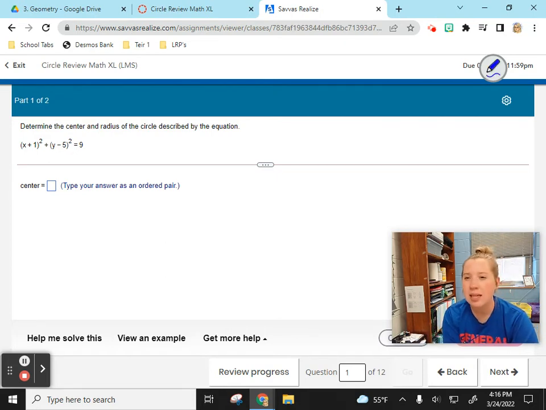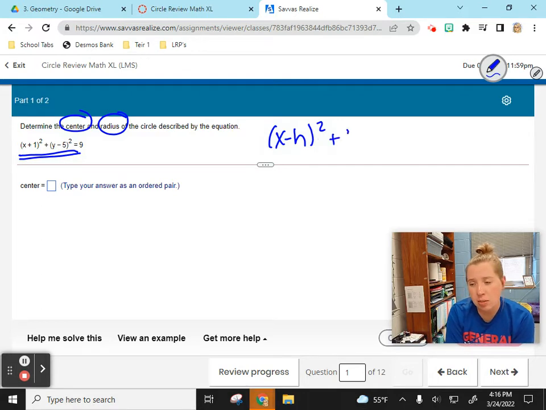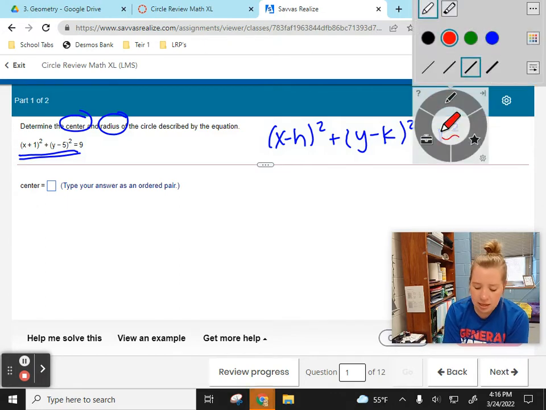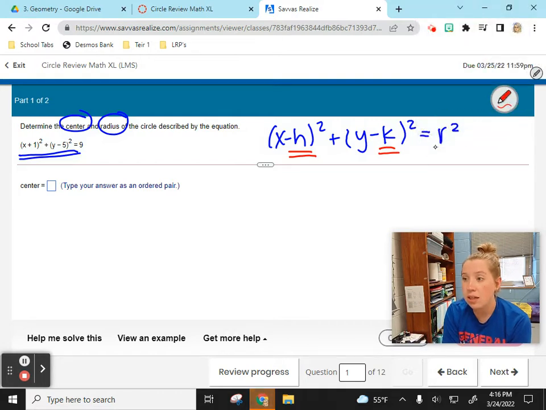So the first question is asking me to find the center and the radius of my circle defined by this equation right here. We might have to reference our notes to remember this formula, but the equation of a circle is (x minus h) squared plus (y minus k) squared equals r squared. So we've got three variables in our equation that are the center and the radius. I'm looking for what numbers are in those spots, and I see a 1, I see a 5, and I see a 9. So those are the three numbers I'm going to be dealing with.